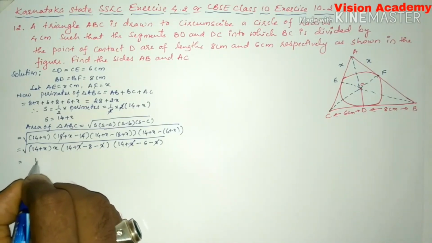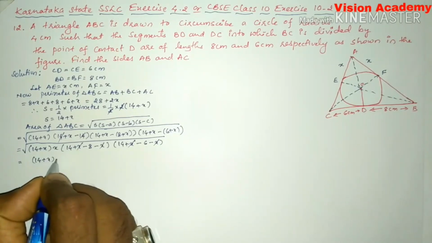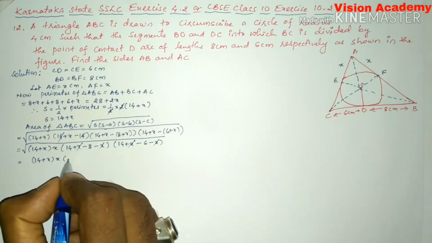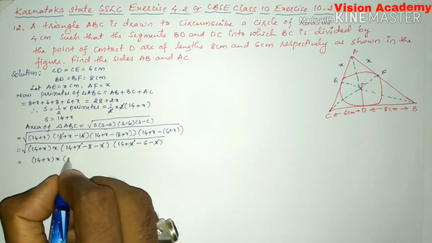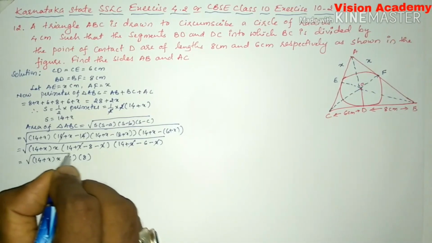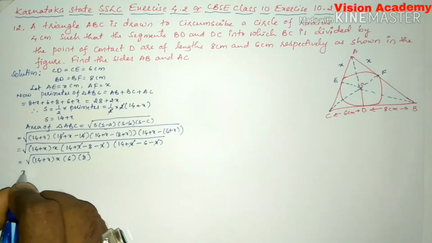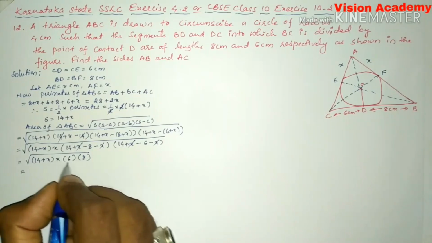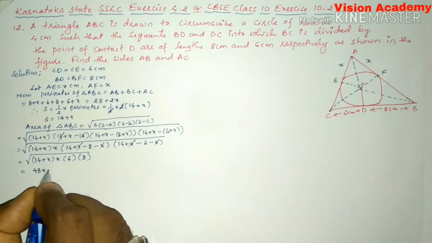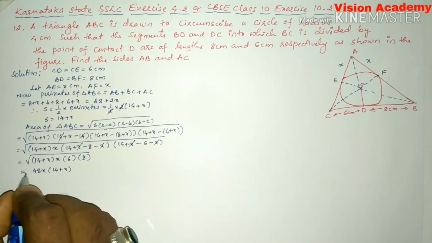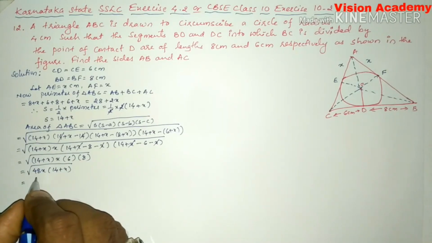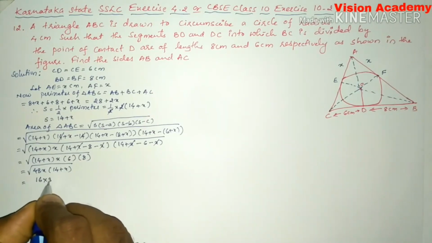Now we remain with 14 plus x into 14 minus 8, which gives us 6. Next, 14 minus 6 gives us 8. Right? Square root. Here we will write 14 plus x into 6 into 8. 8 6s are 48. 48 into x into 14 plus x, whole square root. So we can also write 48 as 16 into 3x.